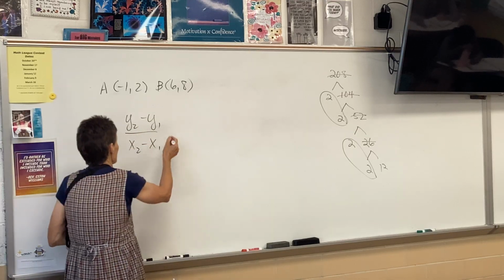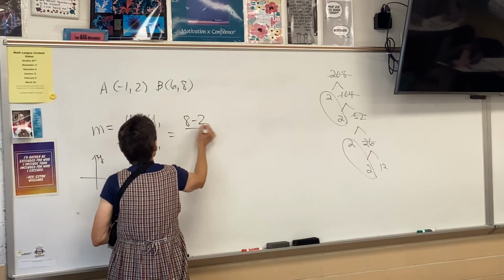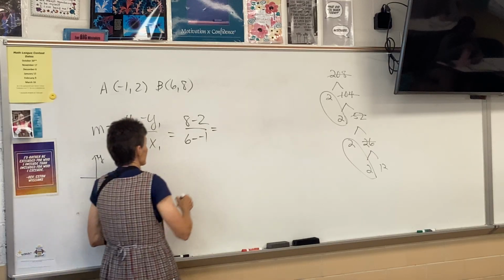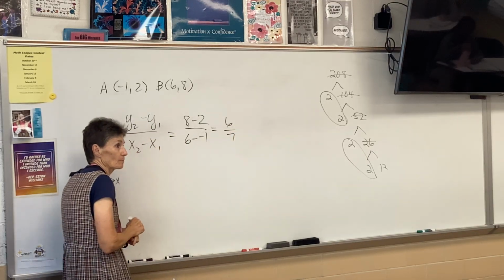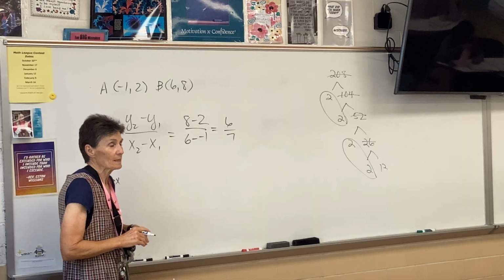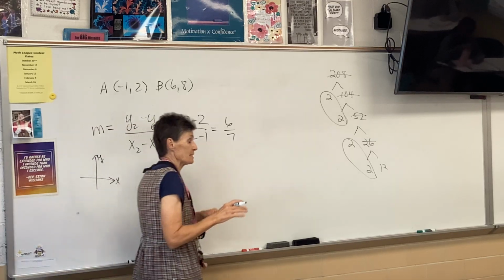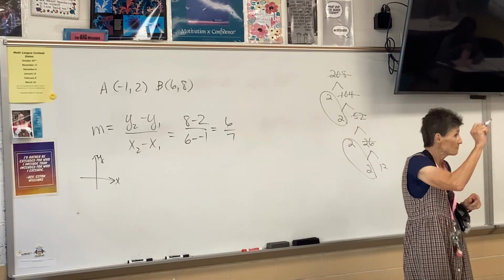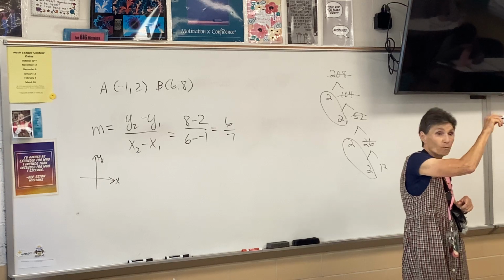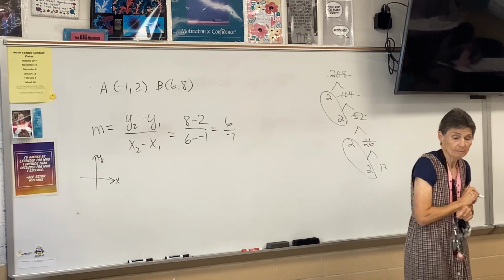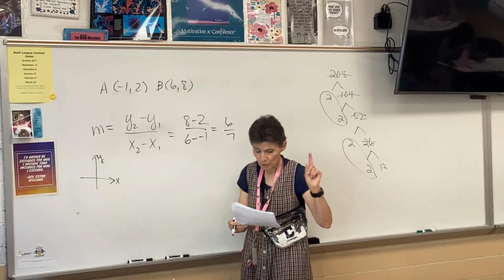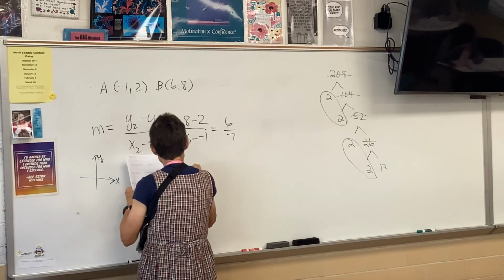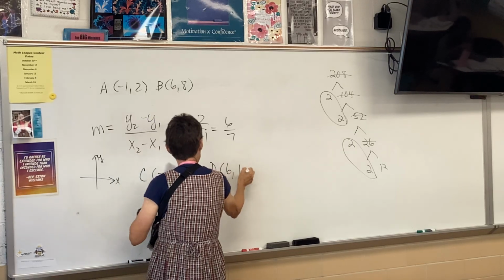Okay, so I'm going to subtract. So 8 minus 2, 6 minus negative 1. What is that? 6/7. So the slope of that line is 6/7. That means if you were actually going to draw this line, you would count up 6 and over 7. Rise, run, 6/7. All right, now you do B, it's exactly the same problem, different numbers. Tell me what the slope is for this one.